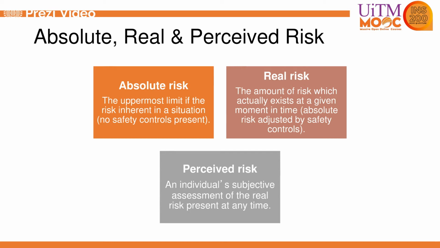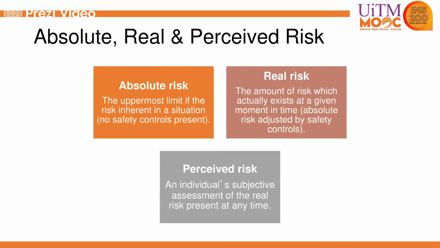For example, when you are driving a car without a brake, you are exposed to absolute risk because there is no safety control present when you drive the car. The second one is real risk, the amount of risk which actually exists at a given moment in time. This is where absolute risk is adjusted by safety control. When you are driving a car equipped with some safety equipment, namely the brake, seat belt and airbag, this is what we call the real risk.